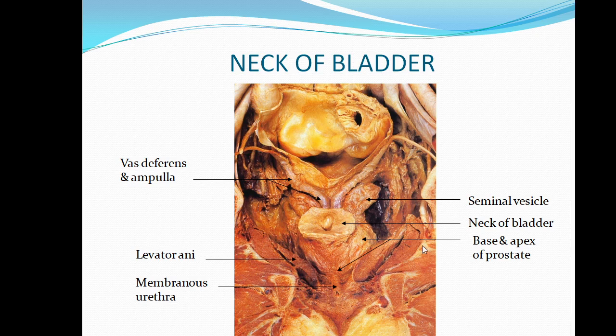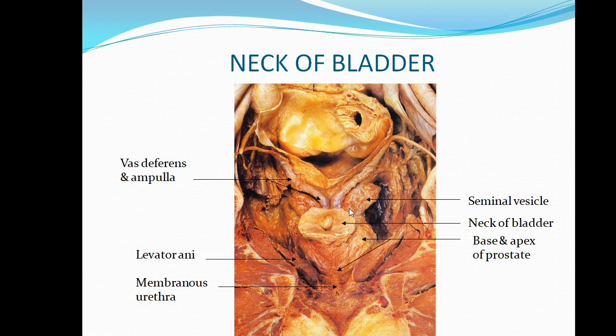In this dissection, you can see the neck of the male urinary bladder, which lies on the base of the prostate. This neck is pierced by the internal urethral orifice. Here you can see the levator ani muscle laterally, and this is the membranous part of the urethra.